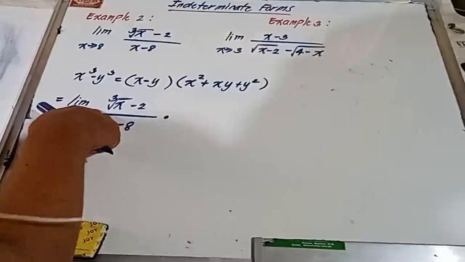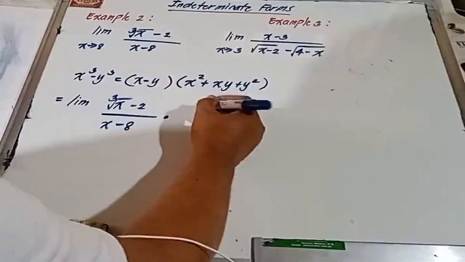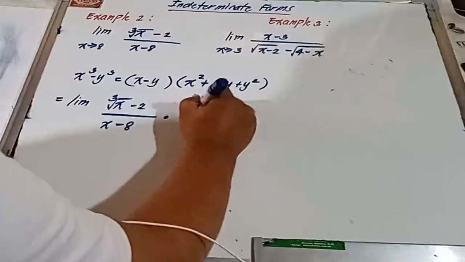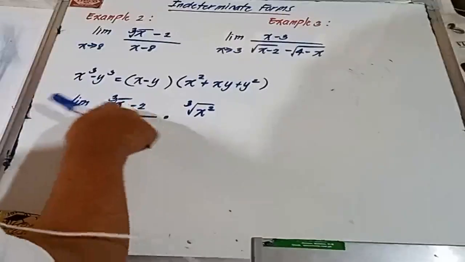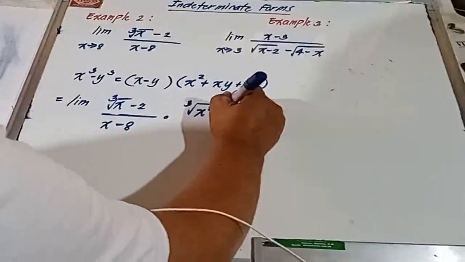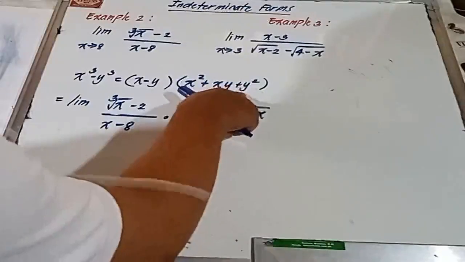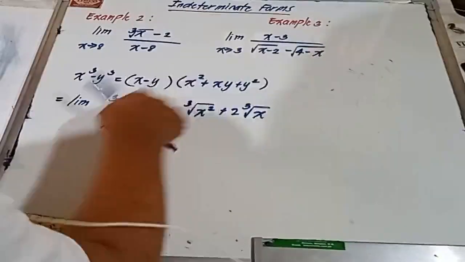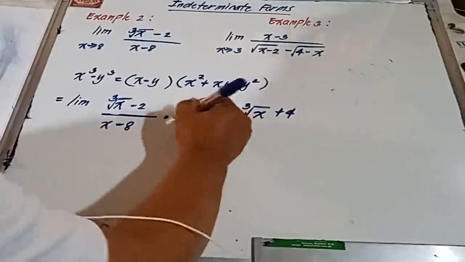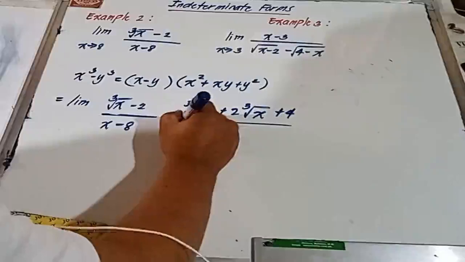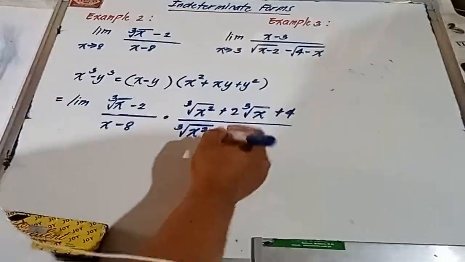Paano yun? Square of this. Ang x kasi natin is cube root of x. Square of this will be cube root of x squared. Xy is product of these two. That will be 2 cube root of x. And y squared, or square of 2, that will be 4. So, nag-multiply tayo sa taas, it should be multiplied also sa ilalim to preserve yung ating original fraction.